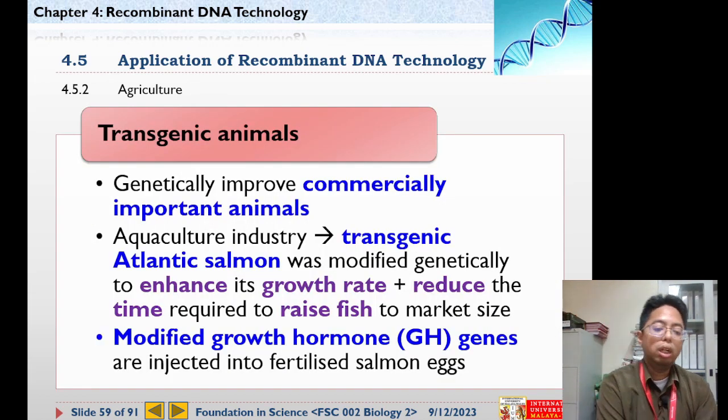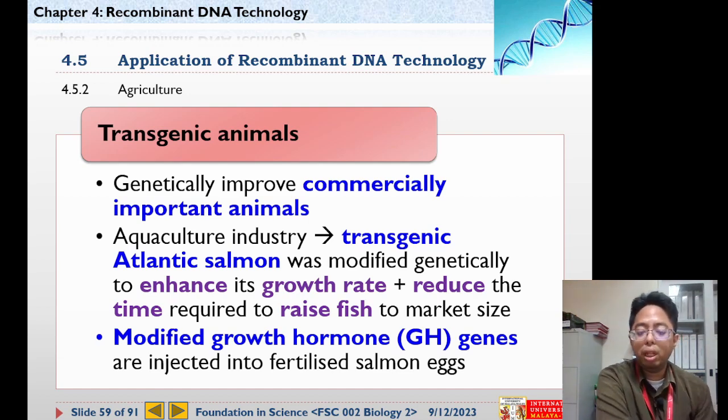Transgenic animals. These are animals that are improved by recombinant DNA. For example, the transgenic Atlantic salmon. Atlantic salmon usually grow very, very slowly. We inject them with a new gene that will cause them to grow faster and reduce the time required to raise them to market size. So you don't have to wait for the whole year. You wait only half a year for them to grow to full size. The modified growth hormone genes are inserted into the fertilized salmon eggs.